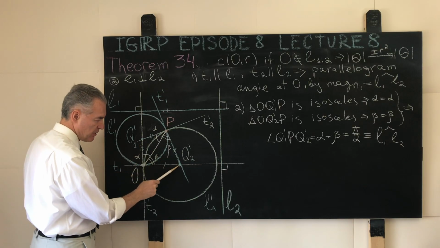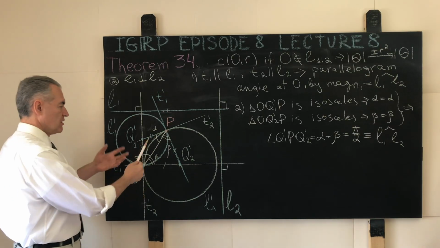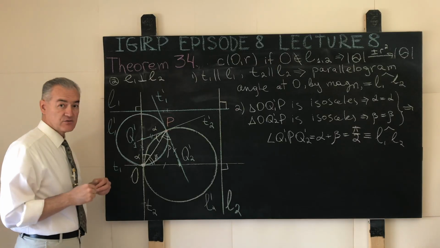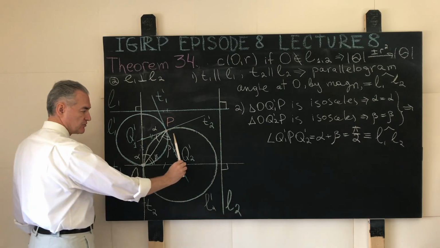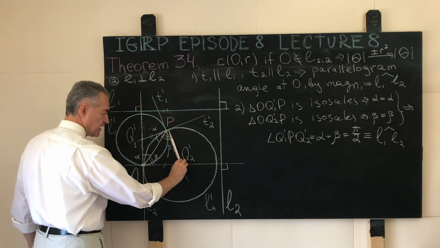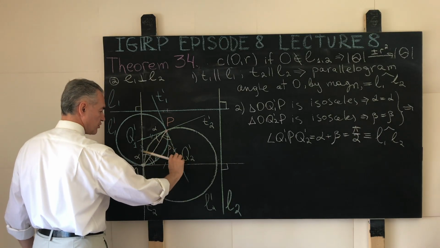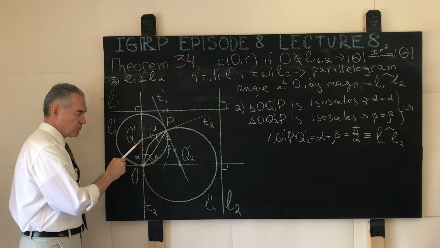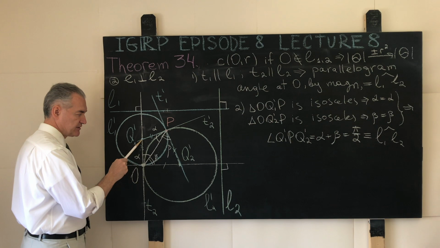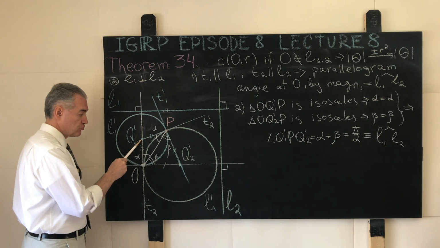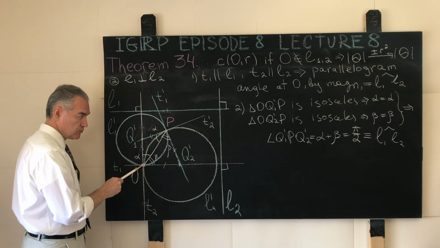The shared hypotenuse I did not show. By the Pythagorean theorem, the lengths of the remaining sides must be equal. Here, the lengths of the sides are the same. They're the radii of the image circle L prime 2. So the length of the line segment Q prime 1P is the same as the length of the line segment Q prime 1O.